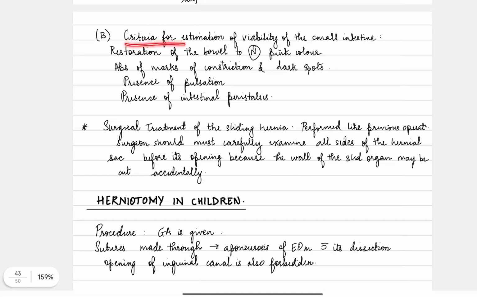Now, the criteria for estimation of viability of the small intestine are restoration of the bowel to normal pink color, absence of marks of constriction and dark spots, presence of pulsation, and presence of intestinal peristalsis.